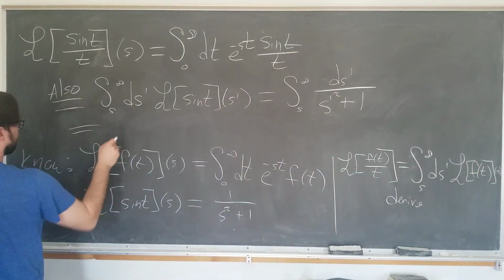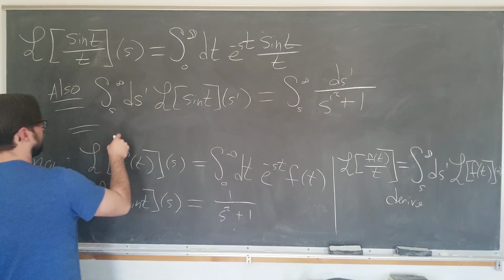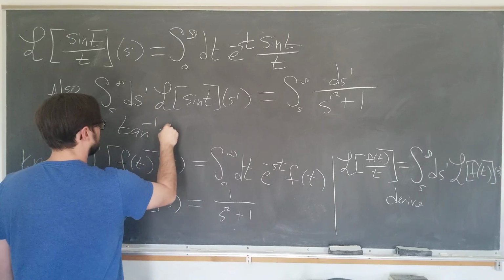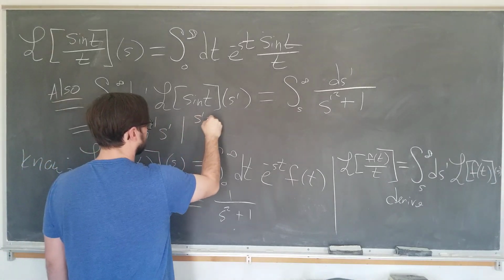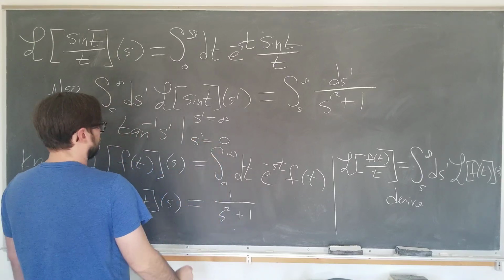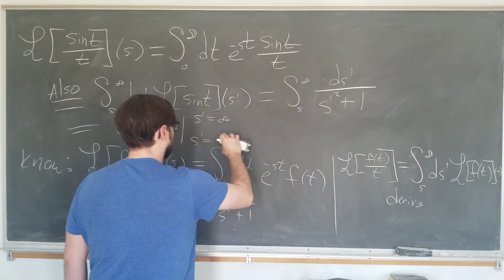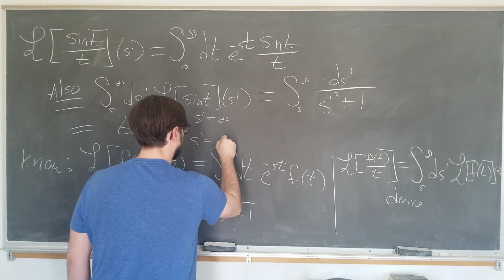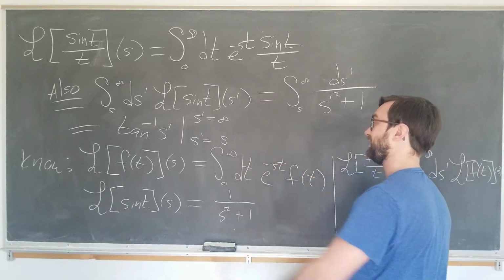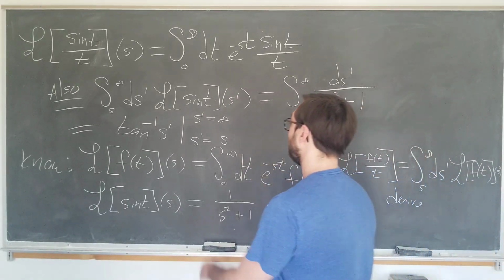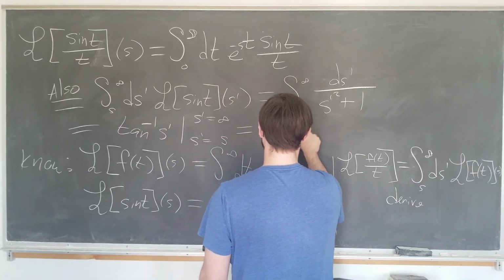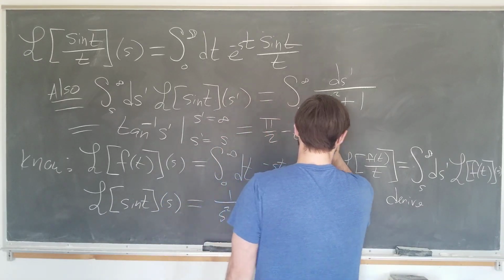Any freshman calculus student will be able to recognize this as the inverse tangent of s prime evaluated at s prime equals infinity and s prime equals, sorry, s prime equals s. That's the whole point of what we're doing here. Not all limits go from 0 to infinity. Sometimes they start at some other variable. And evaluating this, we obviously get pi over 2 minus inverse tangent of s.